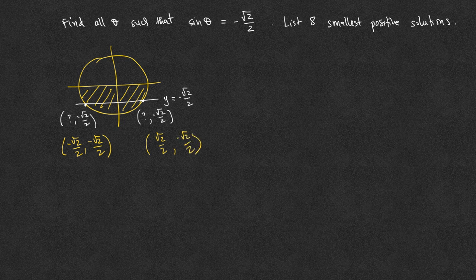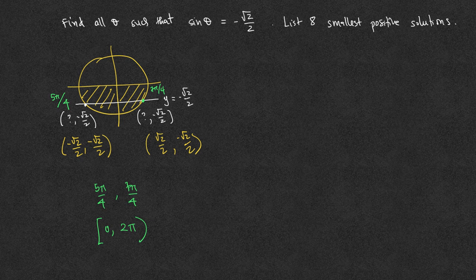Using symmetry, we see that the angle in the third quadrant where we obtain the terminal point has to be 5 pi over 4, and the angle in the fourth quadrant where we end up with the terminal point has to be 7 pi over 4. Both 5 pi over 4 and 7 pi over 4 are in the interval 0 to 2 pi, the initial revolution or the initial rotation.